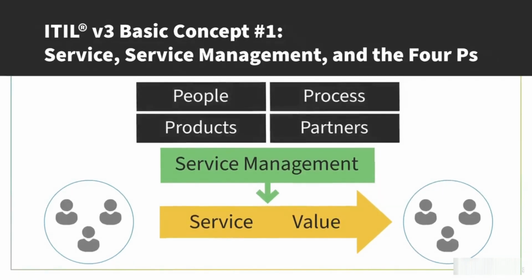The first ITIL V3 basic concept is the 4 Ps of implementing IT service management as a practice: people, process, products or technology, and partners or suppliers. You can think of the 4 Ps as the proper scope of consideration for anything in IT. A project, a change, or a risk, for example. Armed with the 4 Ps, I'll boldly claim you can add more value to every interaction. Try it in your next meeting.